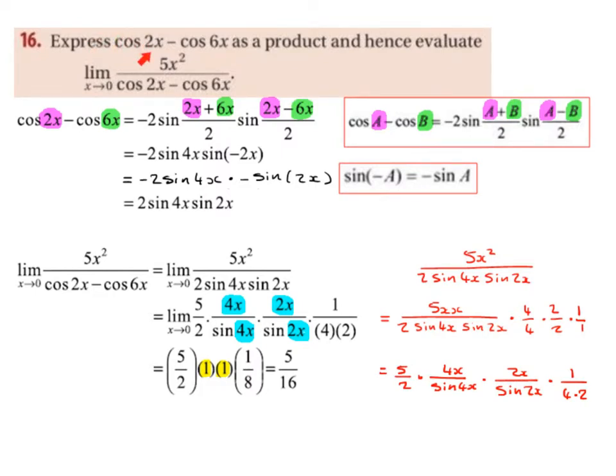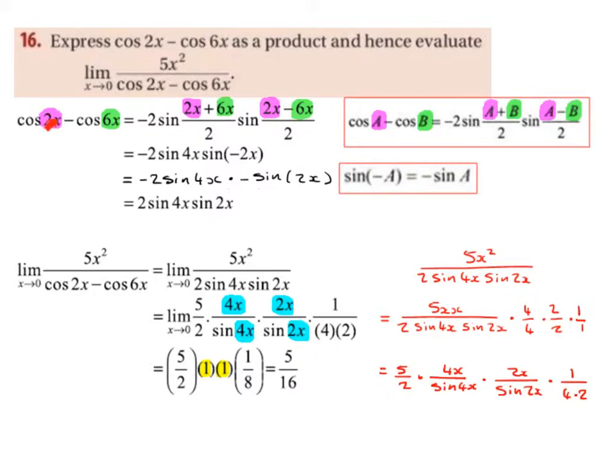Express cos 2x minus cos 6x as a product and hence evaluate the limit of 5x squared over cos 2x minus cos 6x as x approaches 0. Okay, so if we sub in 0 in place of these x's, we end up with 0 over 0, which is indeterminate, which means we cannot determine the limit. So we have to rewrite our function.